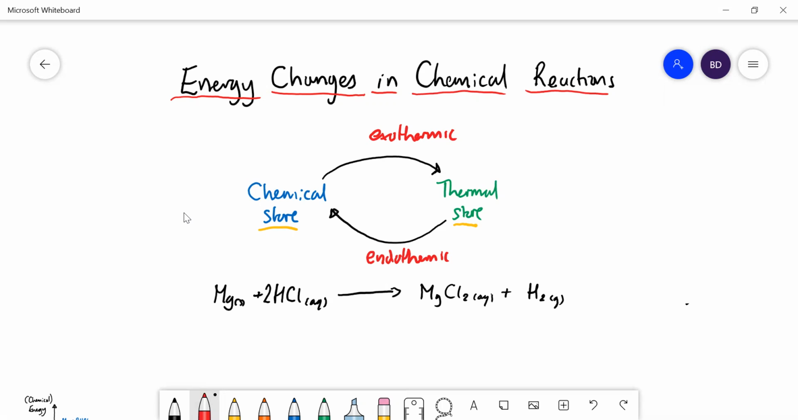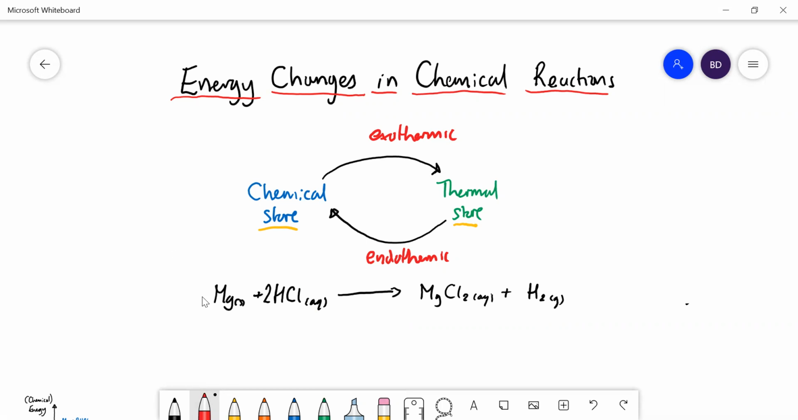Think of an ice pack. You put it on a sports injury, you break open the pack, the two chemicals react together, energy is converted from the thermal store into a chemical store, so the temperature goes down. An endothermic reaction is much less common.